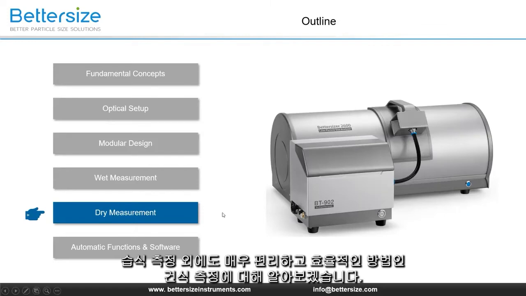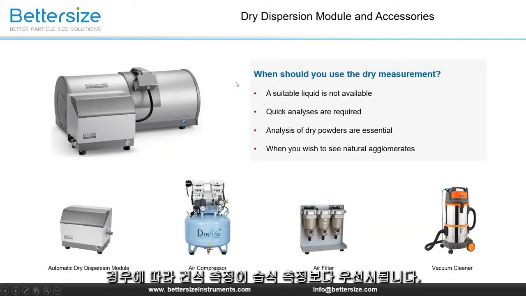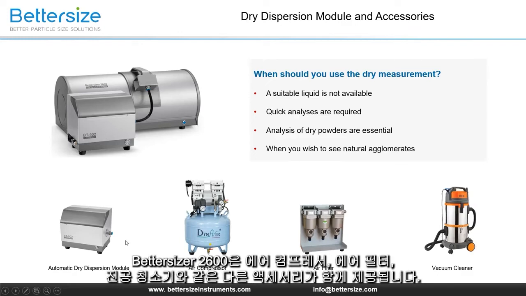Besides the wet measurement, let's talk about the dry measurement, a quite convenient and efficient method. In some cases, dry measurement has priority over wet measurement. For example, when a liquid is not available, quick analysis is required, or when you have to analyze dry powders or see natural agglomerates. In these cases, dry measurement becomes indispensable, but only a dispersion module BT902 is not enough. The Bettersizer 2600 comes with other accessories, such as an air compressor, air filter, and vacuum cleaner.